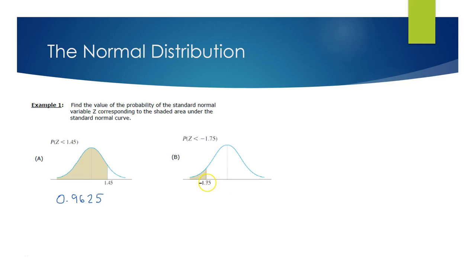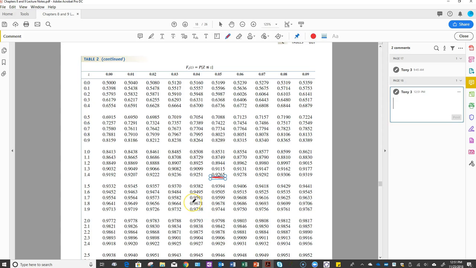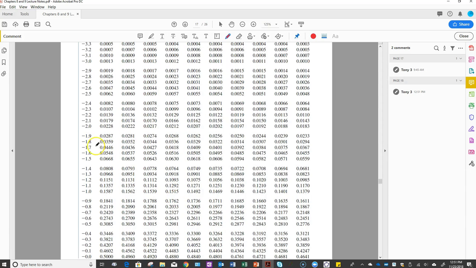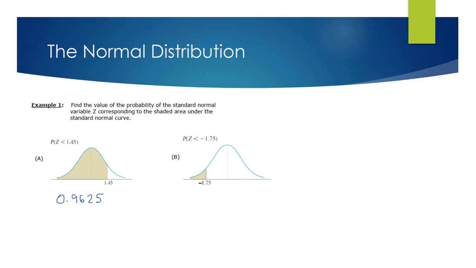It's still an area to the left, so this one's pretty easy as well. I just got to look up negative 1.75 on the table. So going back to the table, I'm going to look up negative 1.75. So I'm going to go to the row negative 1.7. This is negative 1.70, 1.71, 1.72, 1.73, 1.74, 1.75. So this is the value I'm looking for. So 0.0401, so the probability that z is less than negative 1.75 is 0.0401.